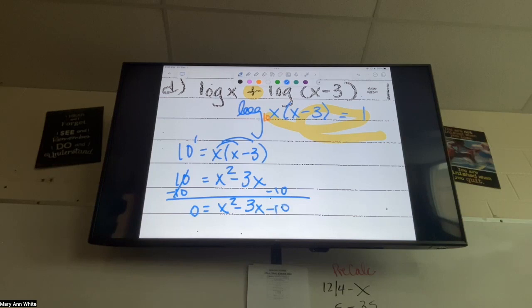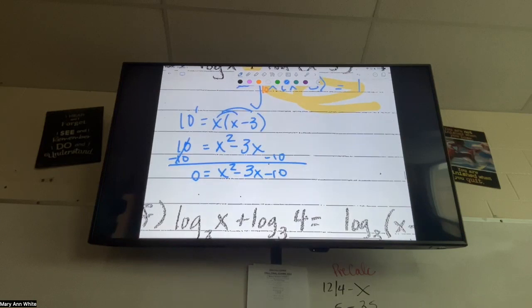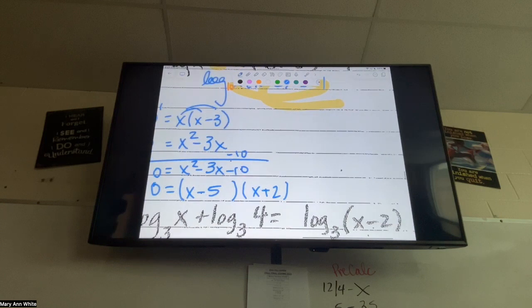And now it's our turn to either factor or use the quadratic formula. I think this is a pretty easy factor problem. What do you guys think? What would this be if I factor it? x minus 5, x plus 2, which makes my answers what? Positive 5, negative 2. Good.